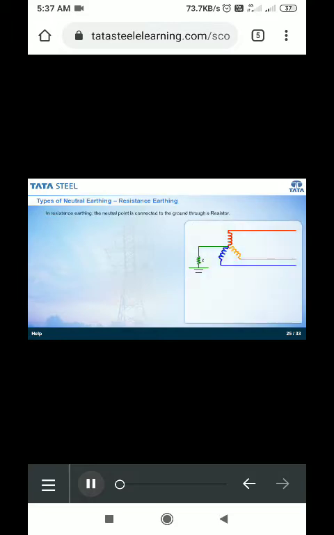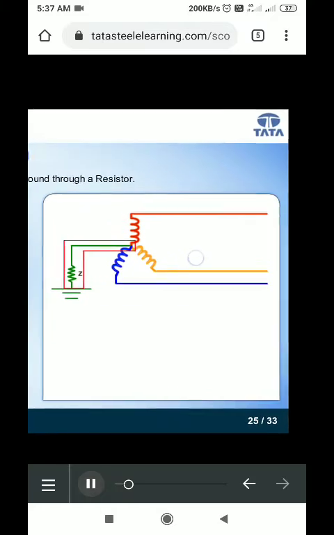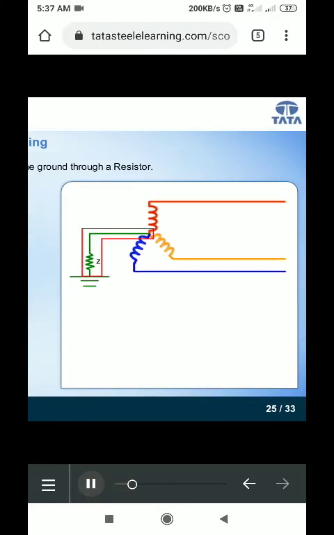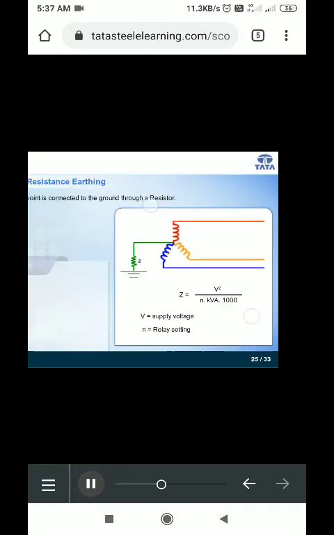In resistance earthing, the neutral point is connected to the ground by using a resistor. As you can see in this image, the winding here denotes the resistor. The impedance of neutral resistance is given by the formula V squared by N times kVA into 1000. Here V is the supply voltage, N is the relay setting, and kVA is the kVA rating of the system. Let us look at the advantages of resistance earthing.